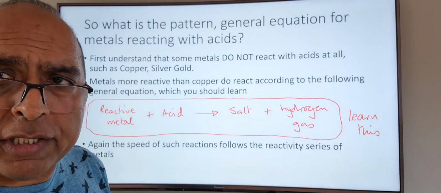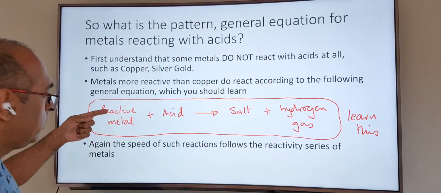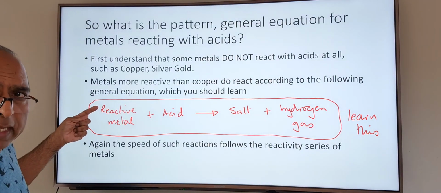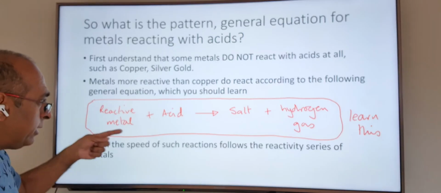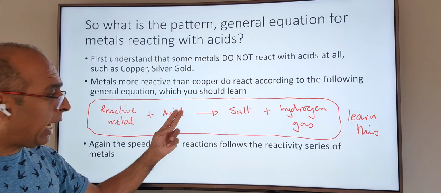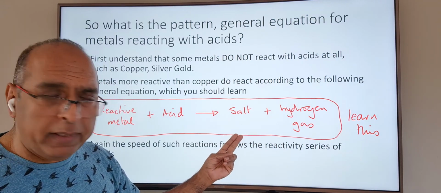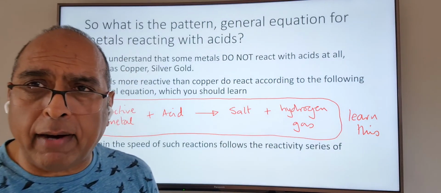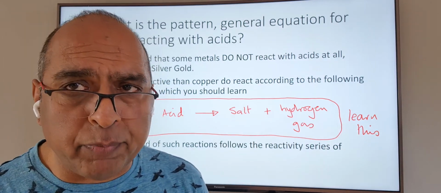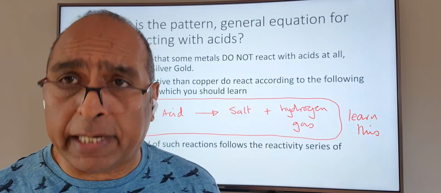That's the third in the series of our general equations. A reactive enough metal, that's above copper, will react with acid, and it will make a salt by that displacement idea that I've been through, and it will kick out hydrogen gas, which you will see as bubbles, or effervescence is the chemical term.